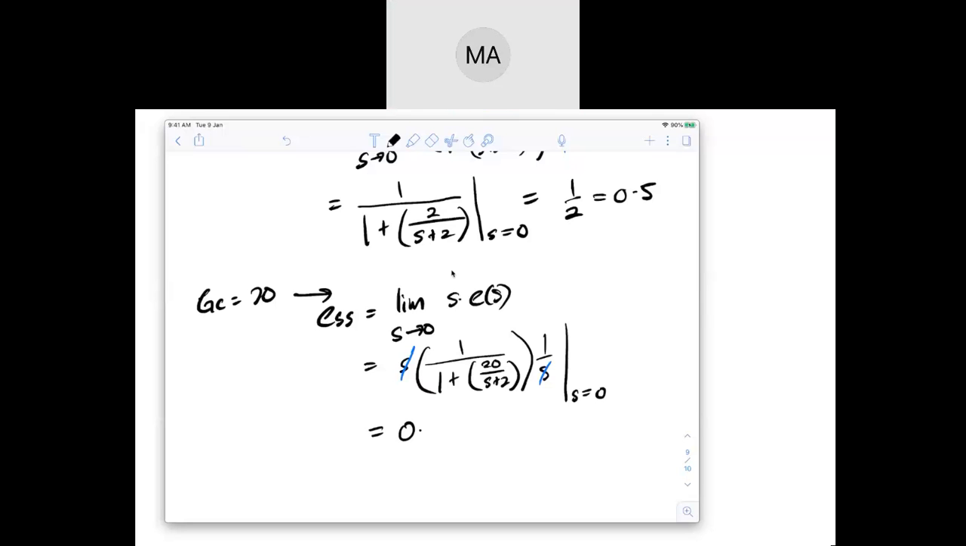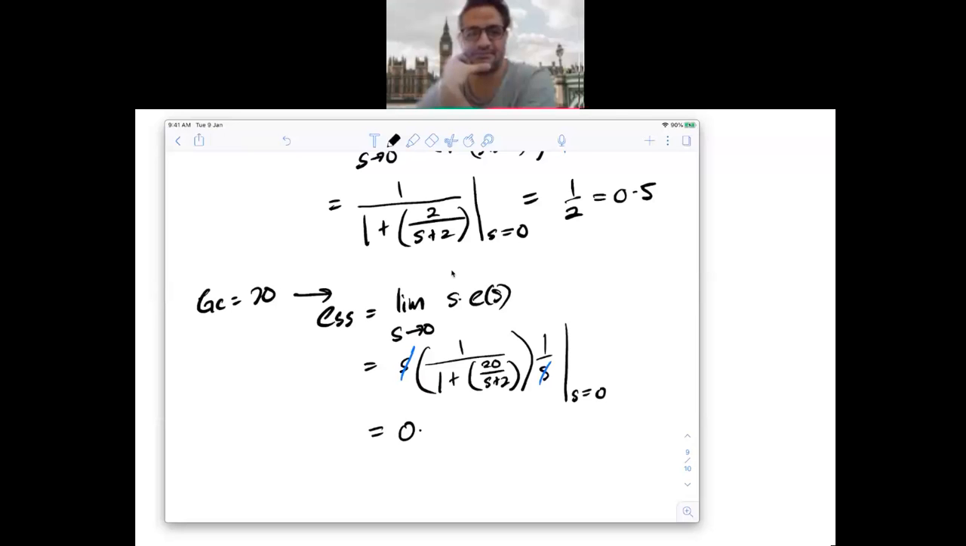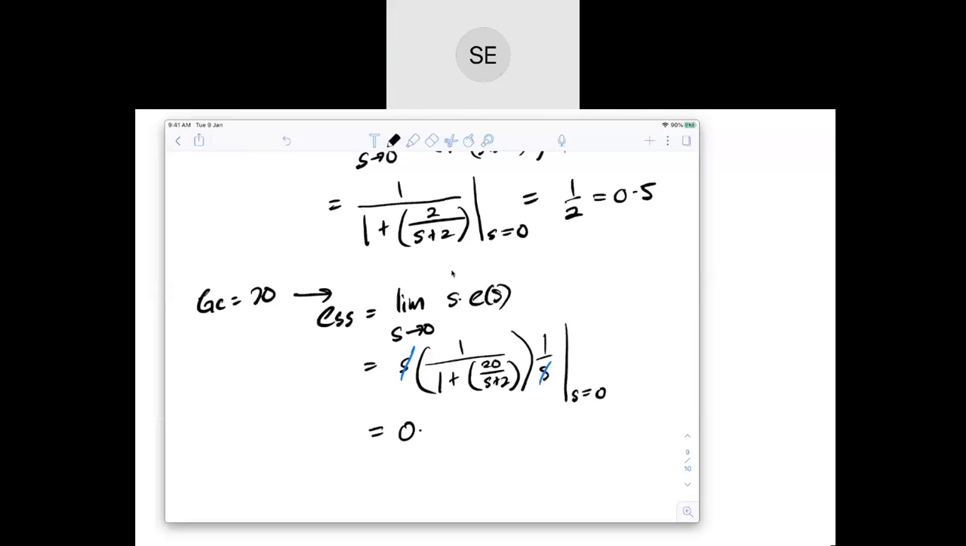0.09, isn't it? Yes. Let me just check. Yeah, 0.09. Okay, so it's actually 1 over 11. So it's actually really small now, isn't it? Very small. It's very good, right? Very good. Error is becoming 0.